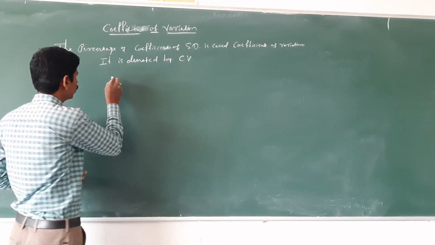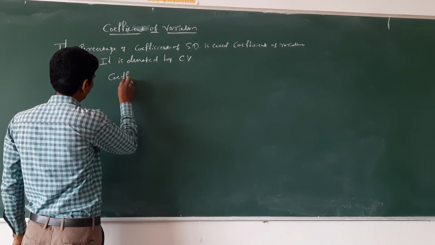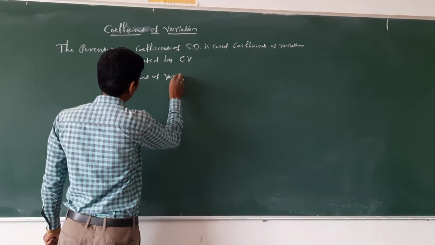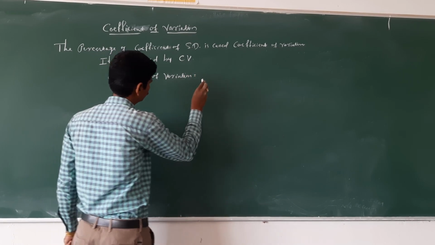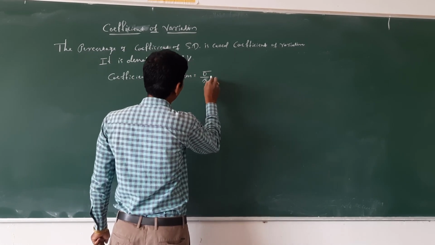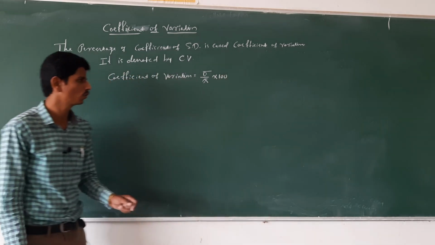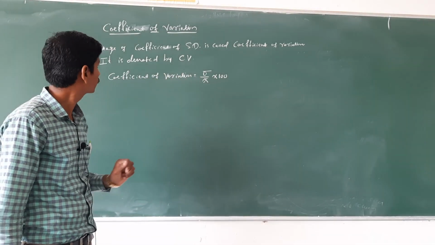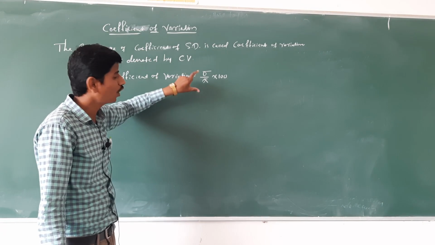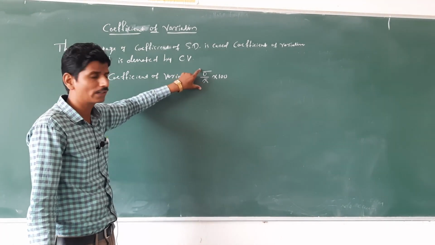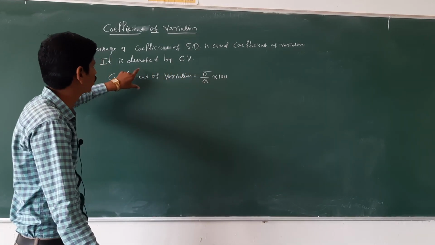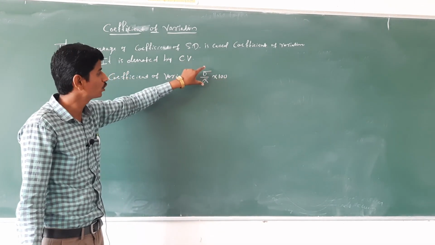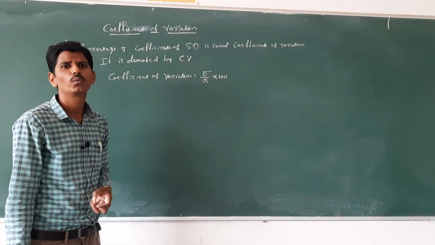It can be calculated as: coefficient of variation, CV equal to sigma by x bar into 100. Here, what is the coefficient of variation? It is the percentage of the coefficient of standard deviation. The coefficient of standard deviation is sigma by x bar. The percentage of the coefficient of standard deviation is said to be coefficient of variation, that is sigma by x bar into 100.